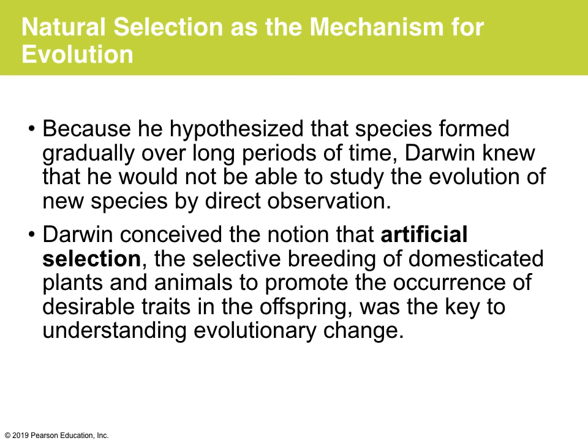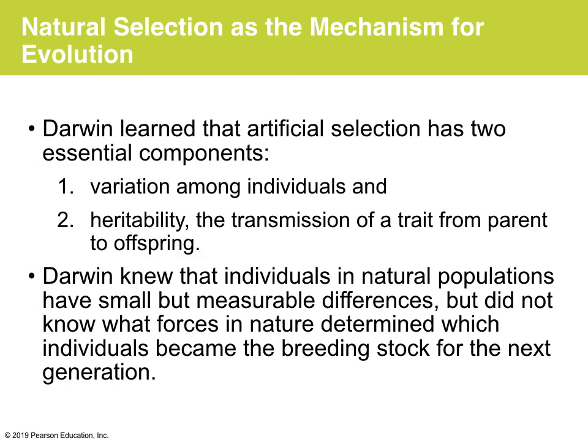Now, I just realized there's a typo. Darwin realized that natural selection has two essential components. Actually, both types of selection do, but good mercy, I never noticed that before. So Darwin learned that natural selection, or artificial, since we're the selecting value, has two essential components. One, variation among individuals, and two, heritability, the transmission of a trait from parent to offspring.